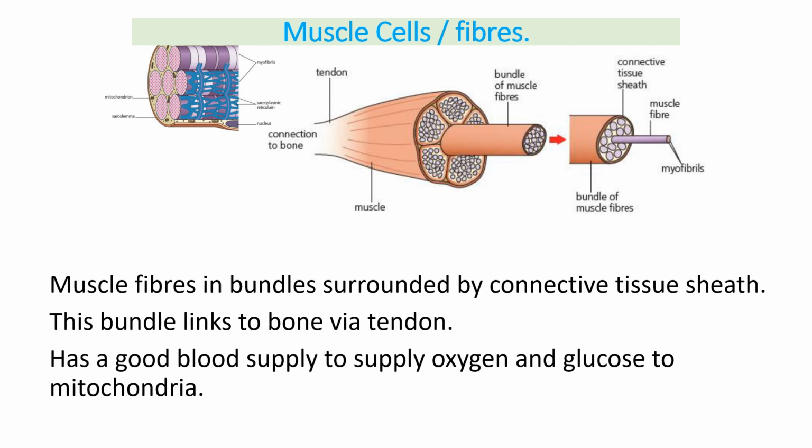Muscle fibers are in bundles, surrounded by connective tissue, and we'll refer to them as muscle fibers during this video. They have a good blood supply of oxygen and glucose to allow aerobic respiration via mitochondria. And you'll see the need for ATP throughout the muscle contraction stages in a few minutes.